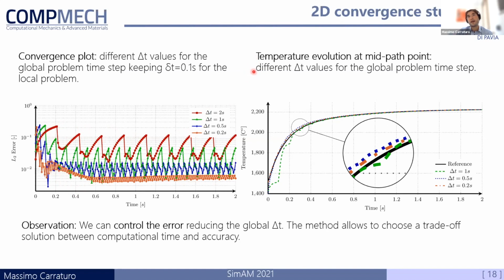Also, this effect can be observed in the temperature distribution over time. This is the temperature evolution at the mid-path point. And as we can see, for very large macro time steps, we have oscillation in the temperature profile that immediately disappears when we decrease the macro time steps.